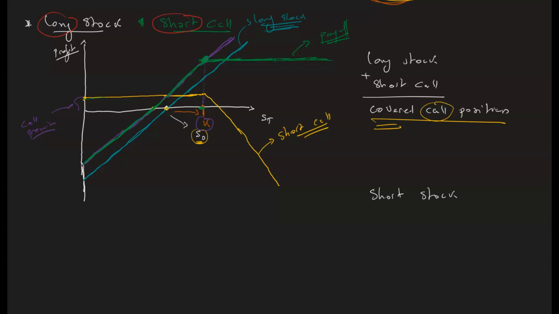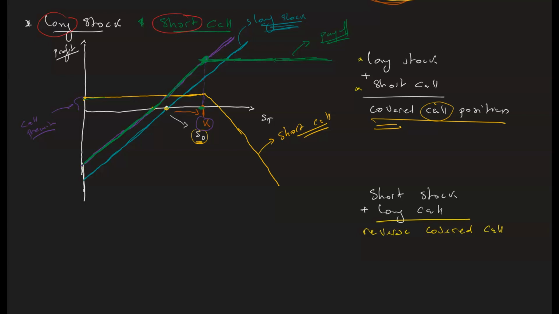And in this, by the same token, we took a short position in the call, which means that the counterparty to this would be a long position in the call. And so we can say short stock plus long call. And the short stock plus long call would essentially be the reverse covered call position. Remember, the covered call is long stock, short call, and here what we're doing, we're just taking the other side of this transaction.